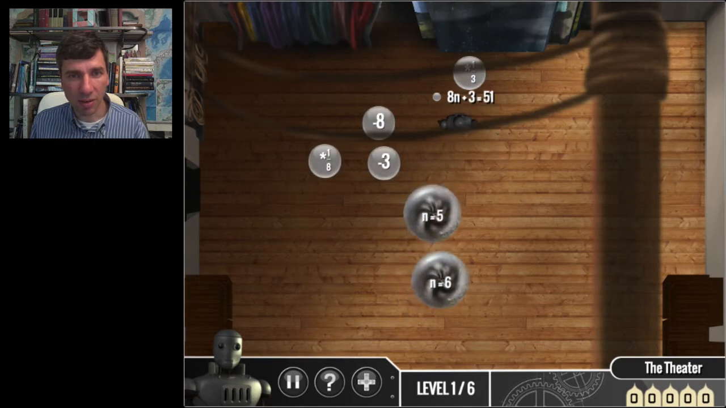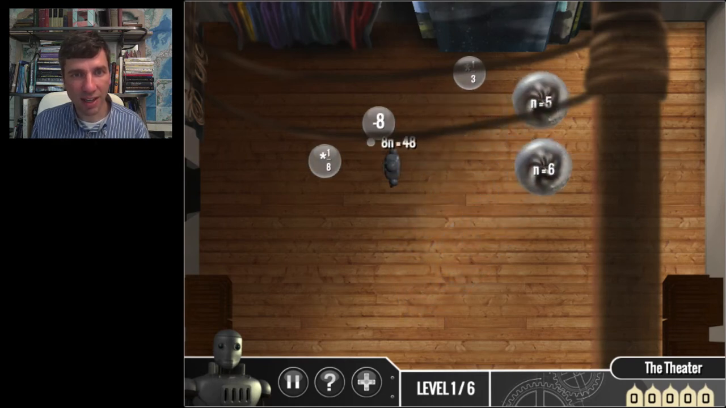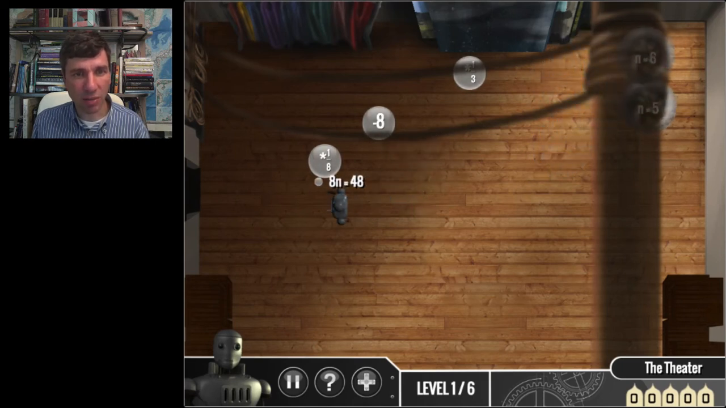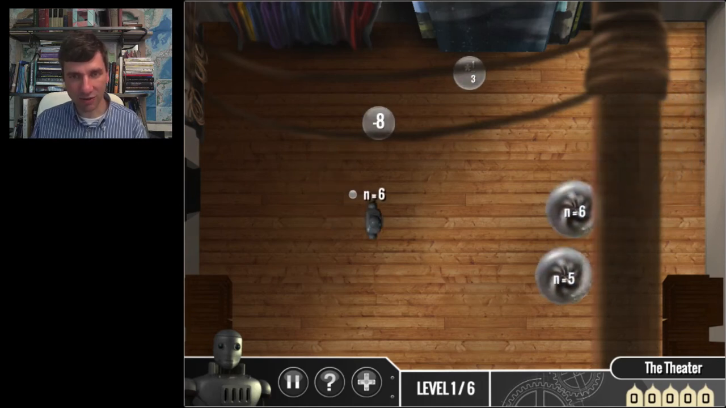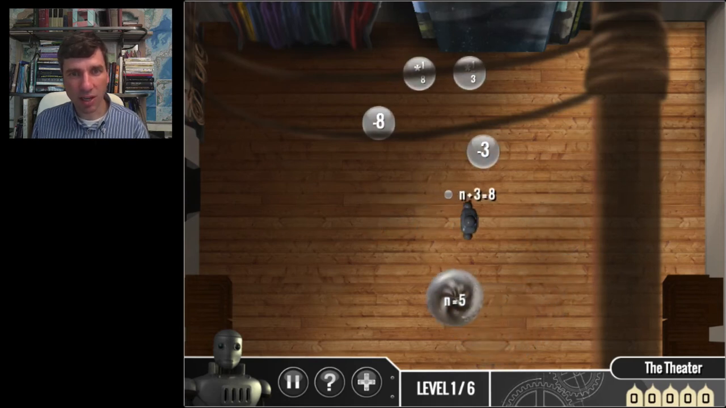So now I want to subtract 3 from both sides. I hit that. And then I have to divide by 8 or multiply by 1/8. I have isolated n to be equal to 6. Okay, let's fire on that. And victorious again. And last one.